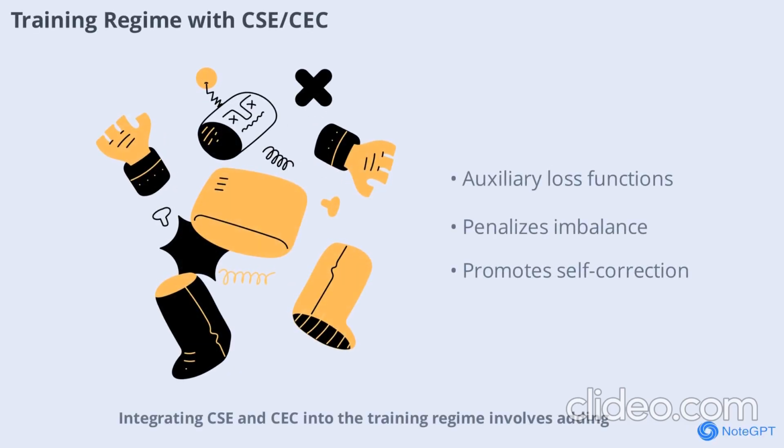Integrating CSE and CEC into the training regime involves adding auxiliary loss functions that penalize imbalance in expansive and integrative flows. The total loss combines the original objective with penalties for deviations from equilibrium. This approach encourages the model to self-correct, learning to balance entropy-driven exploration with structure-driven integration. Over time, the AI becomes more robust, adaptive, and capable of handling a wide range of tasks with greater reliability.